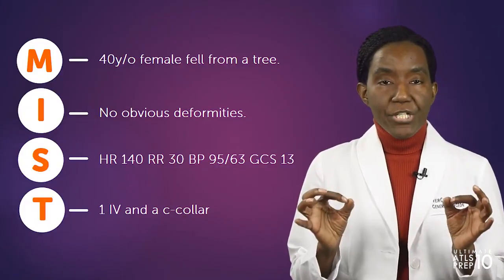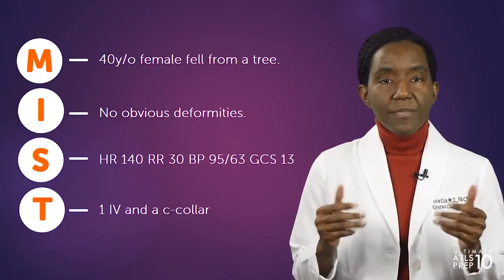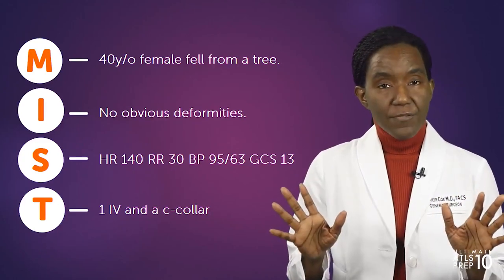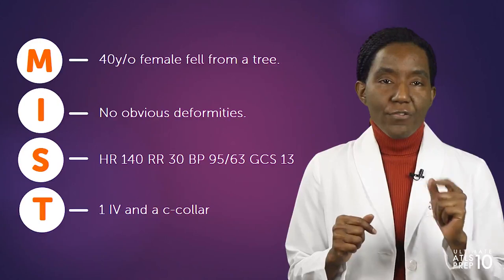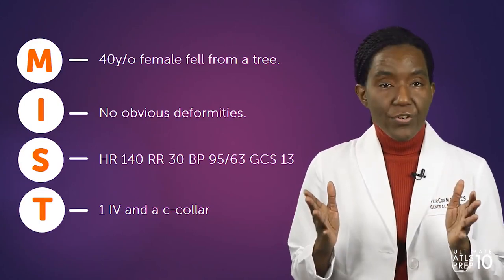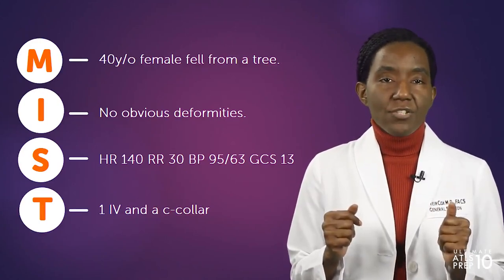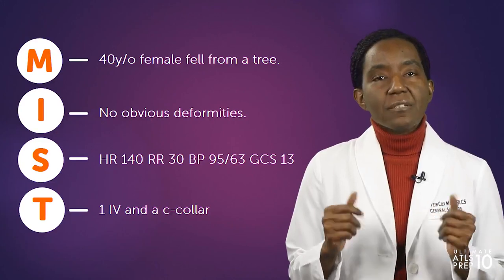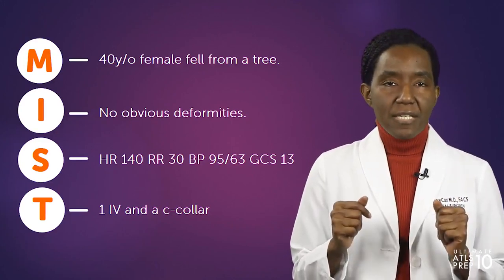EMS has started an IV and placed a C-collar. Using MIST, we get the following breakdown. Mechanism: 40-year-old female fell from a tree. Injury: no obvious deformities. Signs: heart rate 140, respirations 30, BP 95/63, GCS 13. Treatment: 1 IV and a C-collar. It should be clear to you that this patient is in shock from her tachycardia, tachypnea, and hypotension.